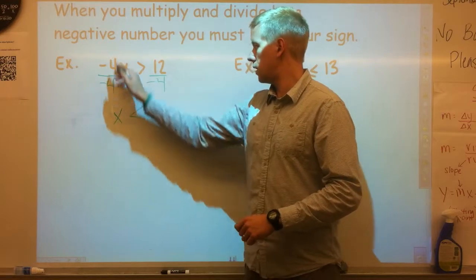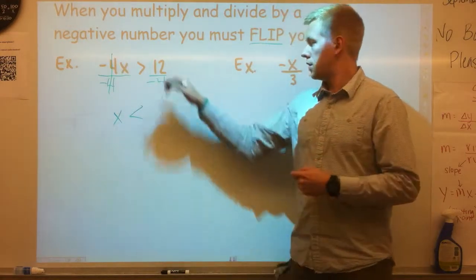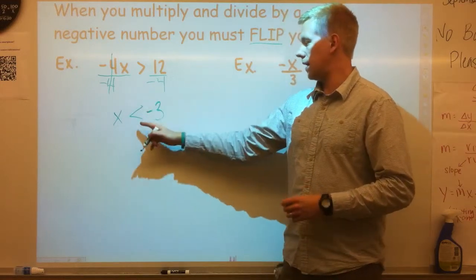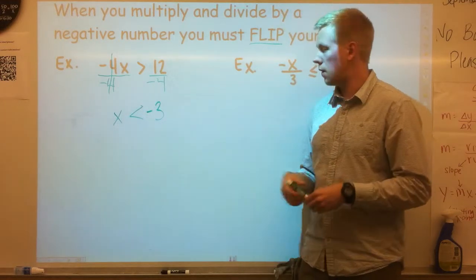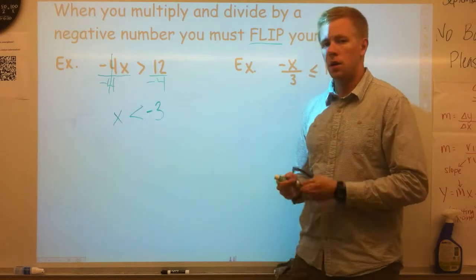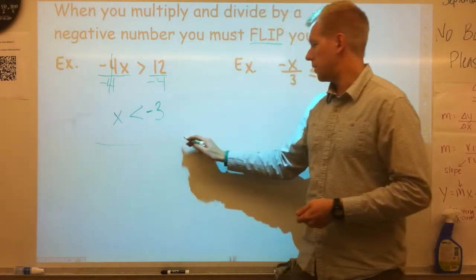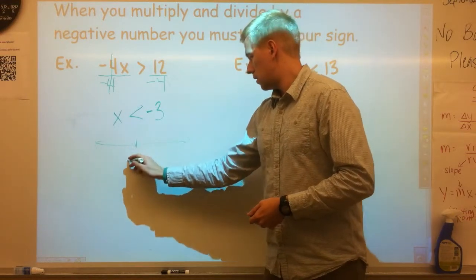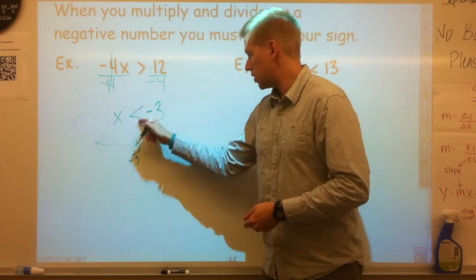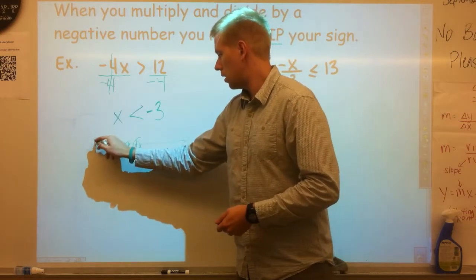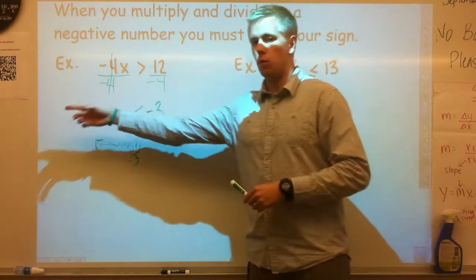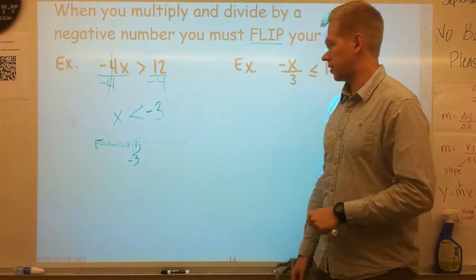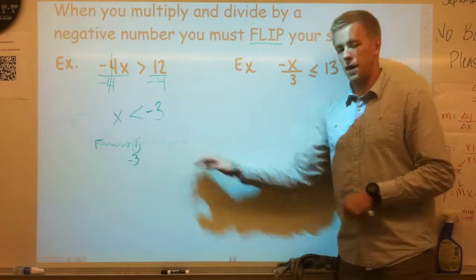I bring down the x, because negative 4 divided by negative 4 is 1. 12 divided by negative 4 is negative 3. So because I divided by that negative, my sign must flip. Now, if I were to graph this on a number line, this will never be something you see on the EOC, but I would just graph this by having an open circle, and I would shade to the left that way. Because my arrow is pointed that way with my variable on the left-hand side, I would point my arrow and shade everything in that direction. Okay? That's just an example of how to shade.